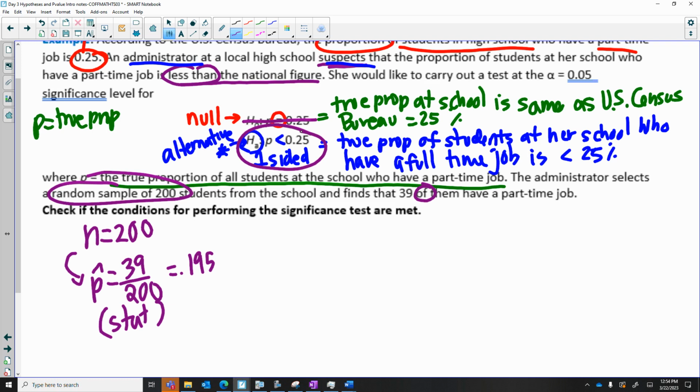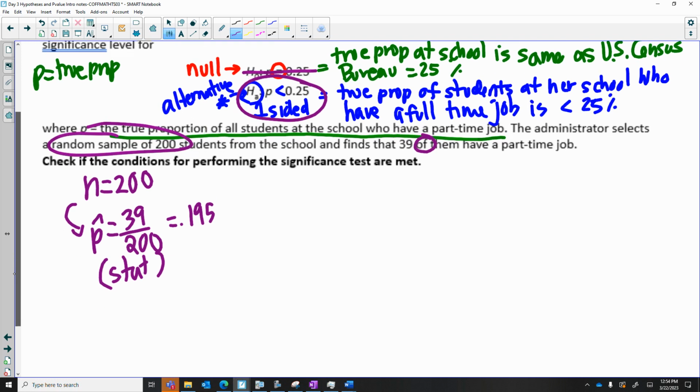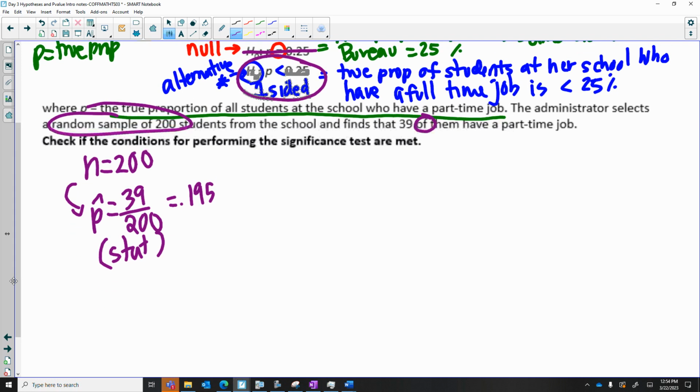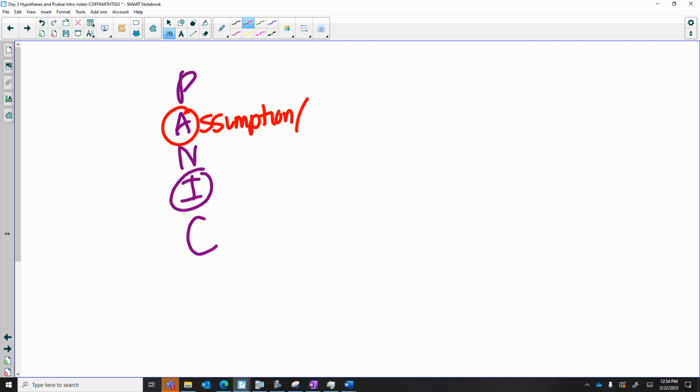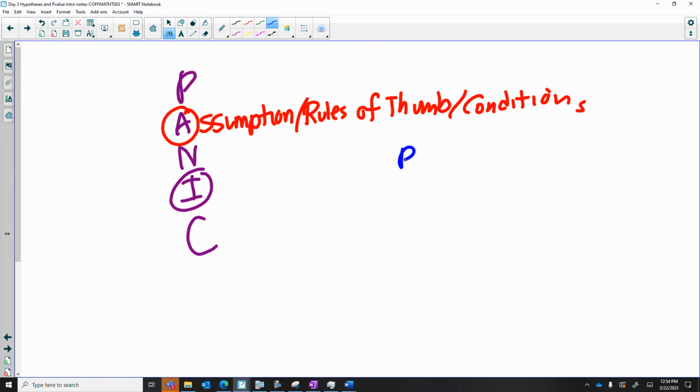All right. So before we proceed with our inference procedure, we have to check our assumptions or conditions. And you guys remember when we were doing PANIC for intervals, right? The A step was the assumption step, or conditions or rules of thumb. Now, when we do what we're about to do, which is going to be a significance test, we are going to use a different word to remember the steps. Just like PANIC, we are going to use PHANTOMS.